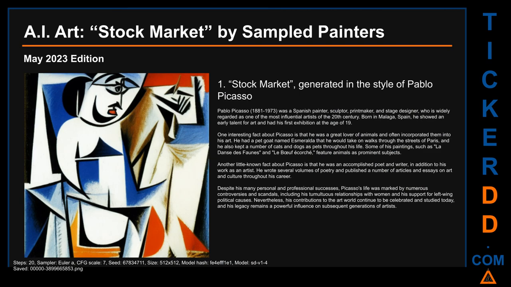We wanted to be more entertaining, so here are some arts that were generated by artificial intelligence. In this initial installation, we asked a deep learning model that had been trained with over 5 billion images to paint an image of the literal term, stock market, by using the style of specific well-known artists. Here is stock market, generated in the style of Pablo Picasso.